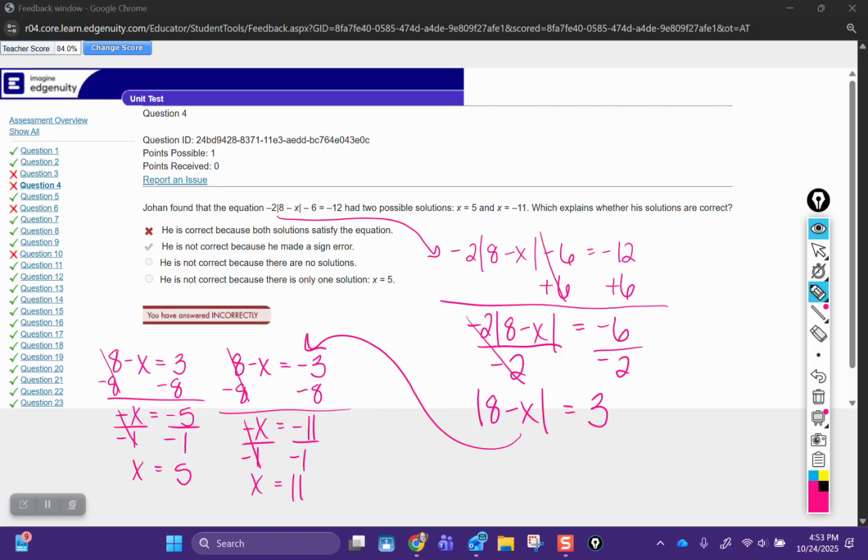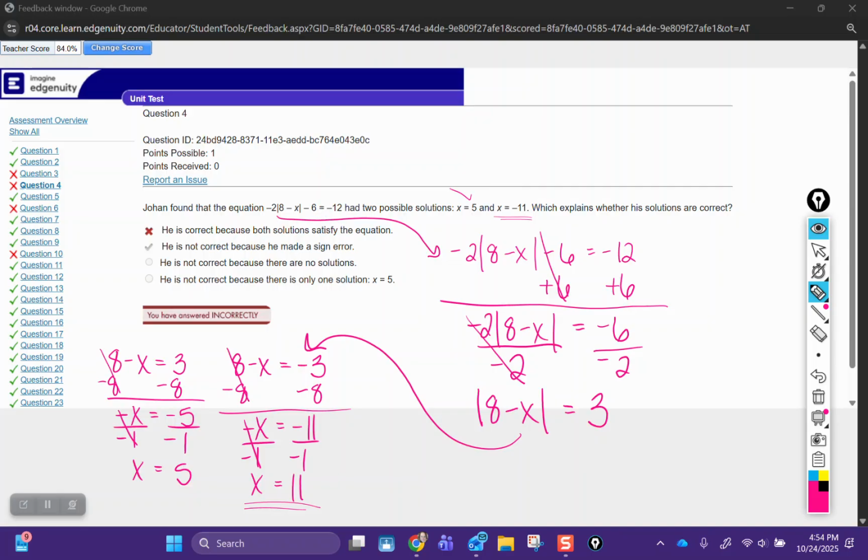He's not correct because he made a sign error. So they must be thinking that he had -11 and the answer is actually +11. So maybe his error was here. I'm not sure. Both solutions must not satisfy the equation. That means when you plug them in, you would get a true statement. So the 5 should work. X equals 5 should work when you plug that back in. But when we plug back in -11, it must not work.